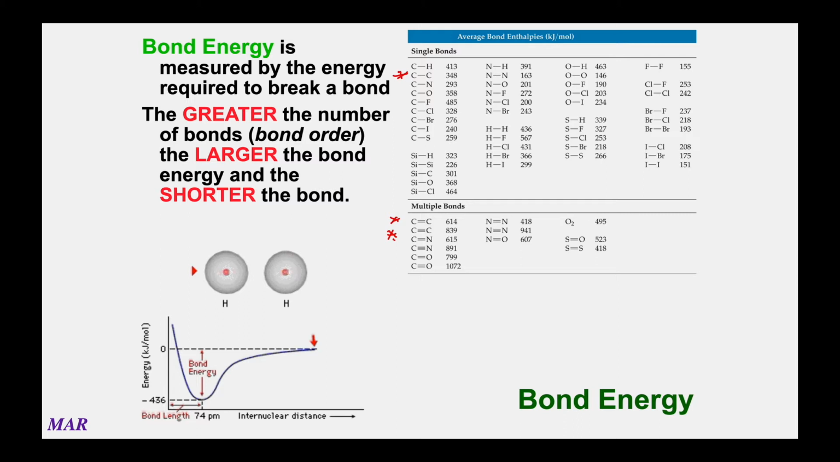You can also do that for carbon-oxygen. It goes from 358 to 799 to 1072. Notice it's not exactly 2 times the single bond equals the double bond. It's not quite that simple. But on a relative scale, as bond order goes up, the bond energy, the energy required to break the bond, goes up as well. But remember too, as bond order goes up, the bond length goes down. It's a really interesting thing. So again, bond order goes up, bond energy goes up, but bond length goes down.